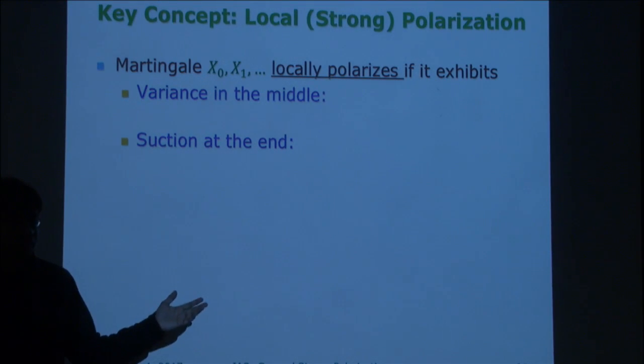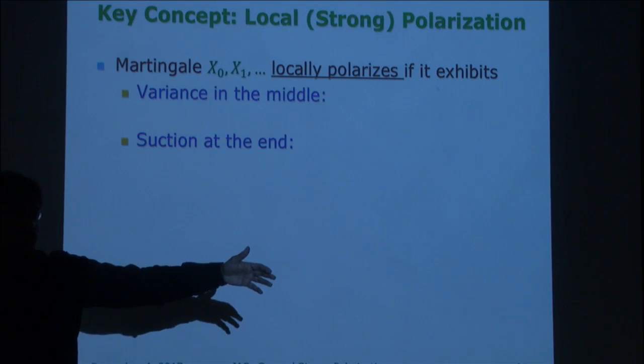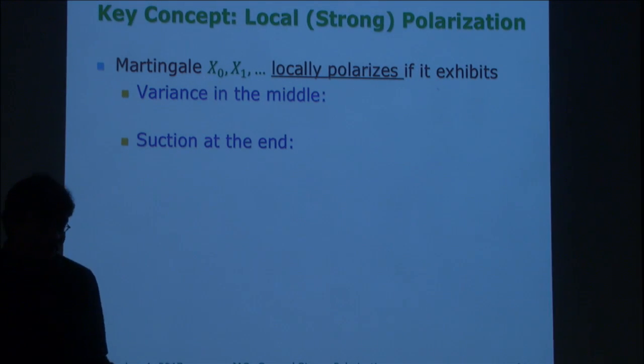But what's the eventual distribution we are getting? It's the uniform distribution on the entire interval, from 0 to 1. Everybody is just getting further and further diffused. So this is not polarizing, and we want something which avoids this.